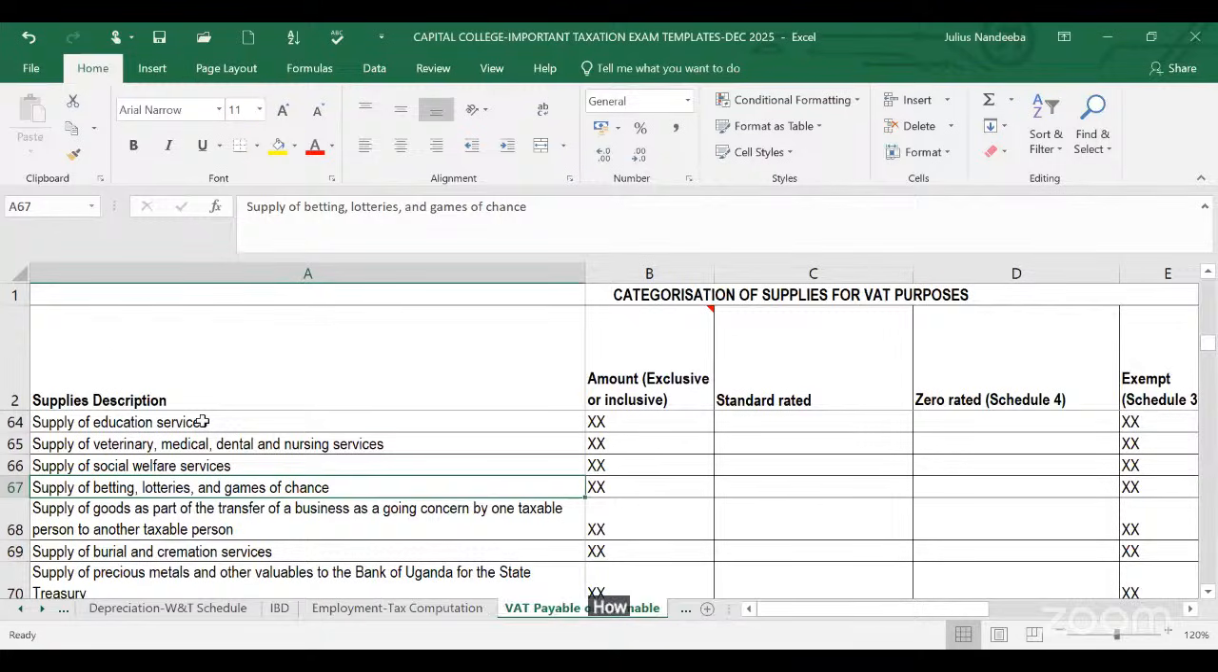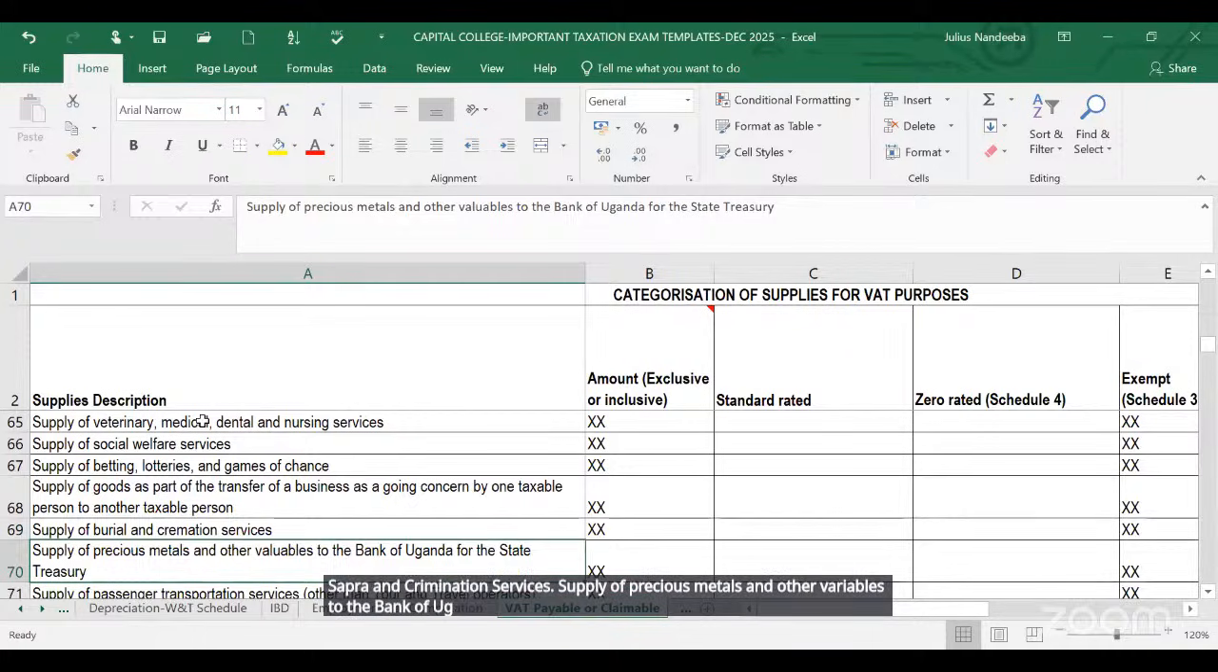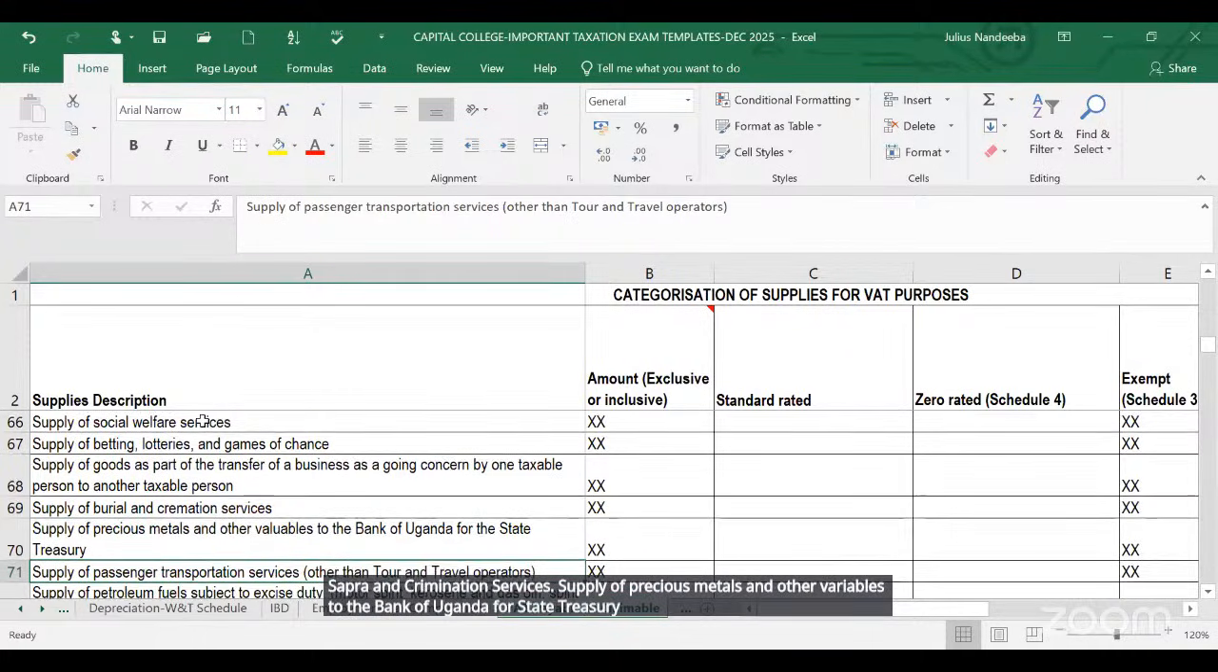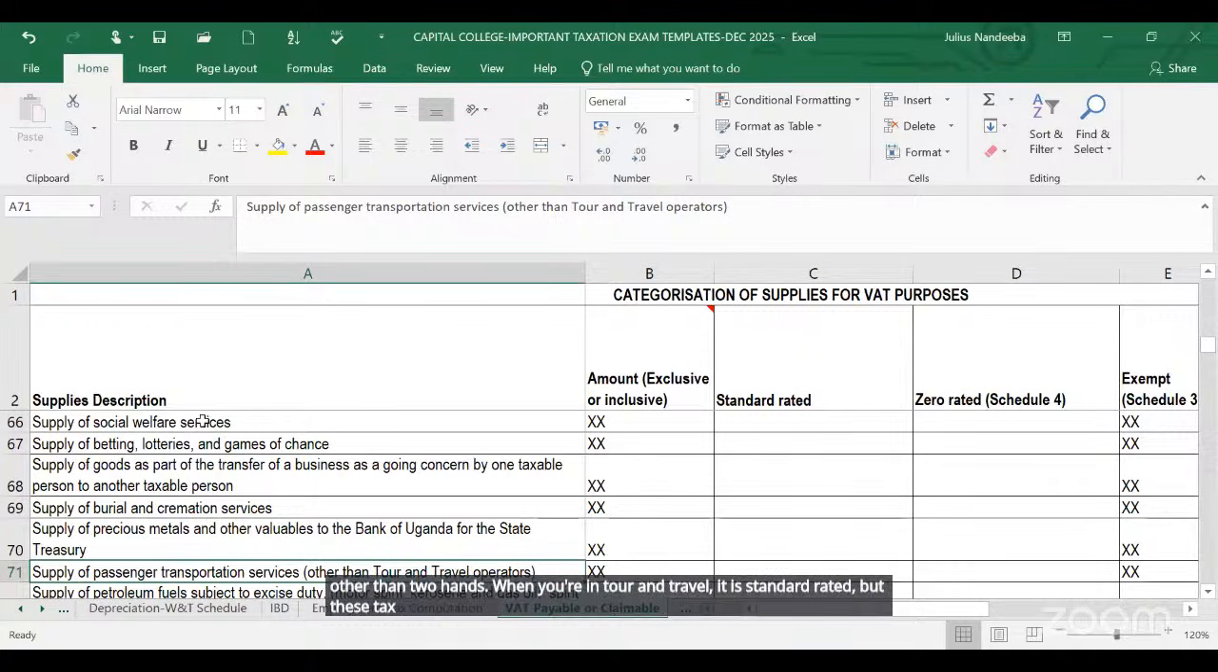How do you pass the test of a business being sold as a going concern? There are conditions that must be fulfilled. Supply of burial and cremation services, supply of precious metals and other valuables to the Bank of Uganda for State Treasury, supply of passenger transportation services other than tour and travel. When you're in tour and travel, it is standard rated. But these taxis that you board and the buses, the service is exempt.